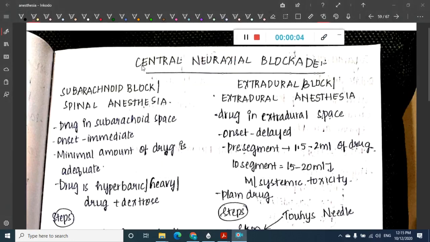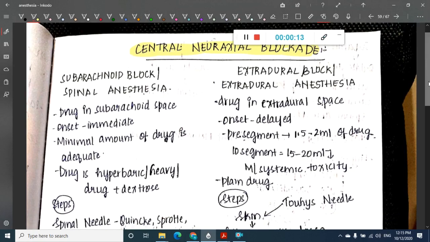In this chapter, let us now learn about the central neuraxial blockade. In the central neuraxial blockade, we have two types. One, we have subarachnoid block, also called spinal anesthesia. Second, we have extradural block, or extradural anesthesia.